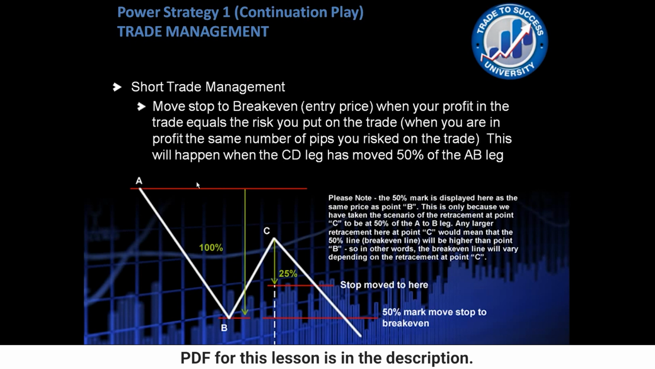So you just simply work out how many pips there are between point A and point B, and wherever point C is, work out 50% of that A to B move, and that is your break-even point. If that scenario is just like this, where the C point is a 50% retracement, then yes, the 50% mark will be point B. But please work out what this 50% move is dependent on where point C is. So work out A to B, how many pips there are there, take 50% of that number of pips, and that's the break-even point from point C downwards.